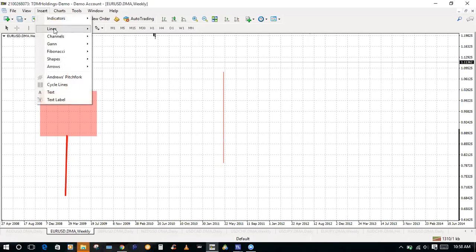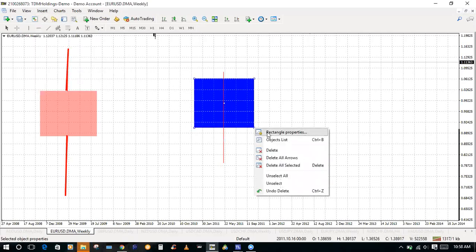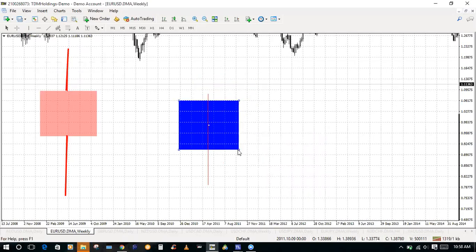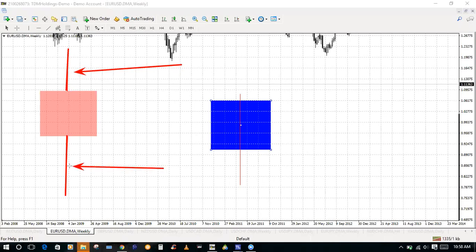So you see the wick here. This is called a wick, by the way. You can call it a stick, but traditionally it's called a wick, W-I-C-K, or a shadow, a candle shadow. So this is not a stick. It's called a candlestick wick, or a shadow.